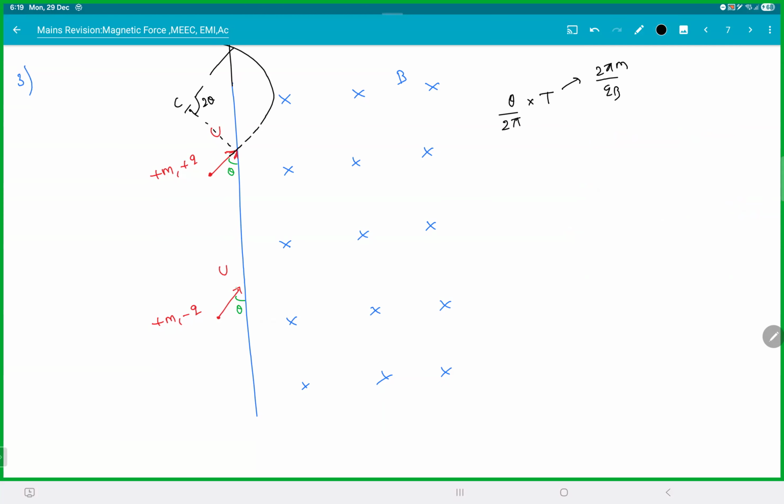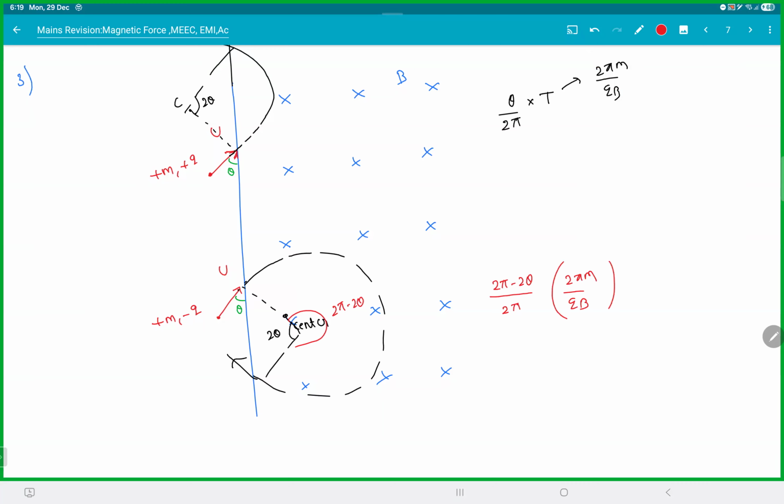Unitary method basically. For 2 pi, you're taking the full time T. For this, how much time will you take? Clear with this? Standard stuff, you should know.